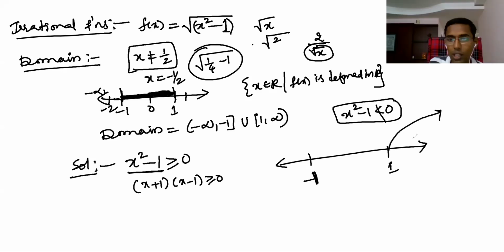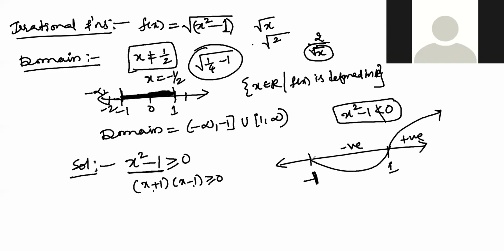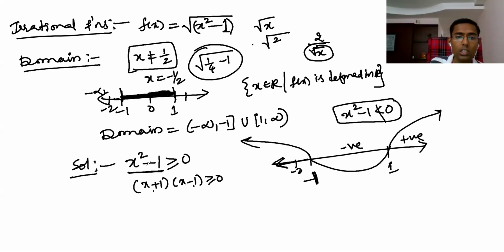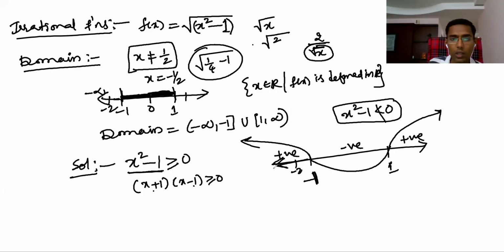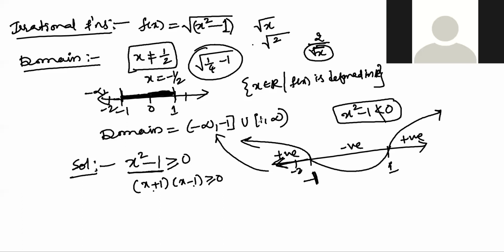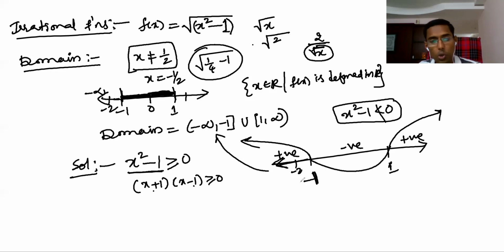If you take more than 1, positive into positive, you will get positive only. In between, if you take between minus 1 and 1, you will get negative, and negative you don't want. And if you take less than minus 1, like minus 2, minus 3, minus 4, it is positive only. So that is the reason I wrote this: minus infinity to minus 1 union 1 to infinity. So that is a way to do it.